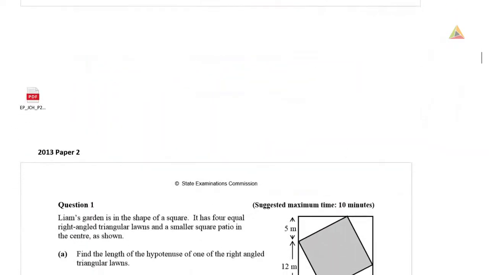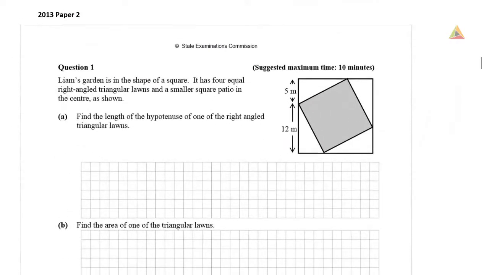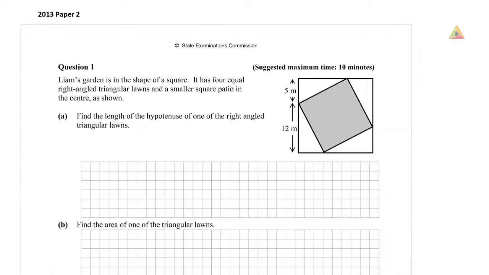Okay, so we are on to 2013 paper 2, question 1. Okay, so this question: Lean's garden is in the shape of a square. It has 4 equal right-angled triangular lawns and a smaller square patio in the centre as shown. Find the length of the hypotenuse of one of the right-angled triangular lawns.